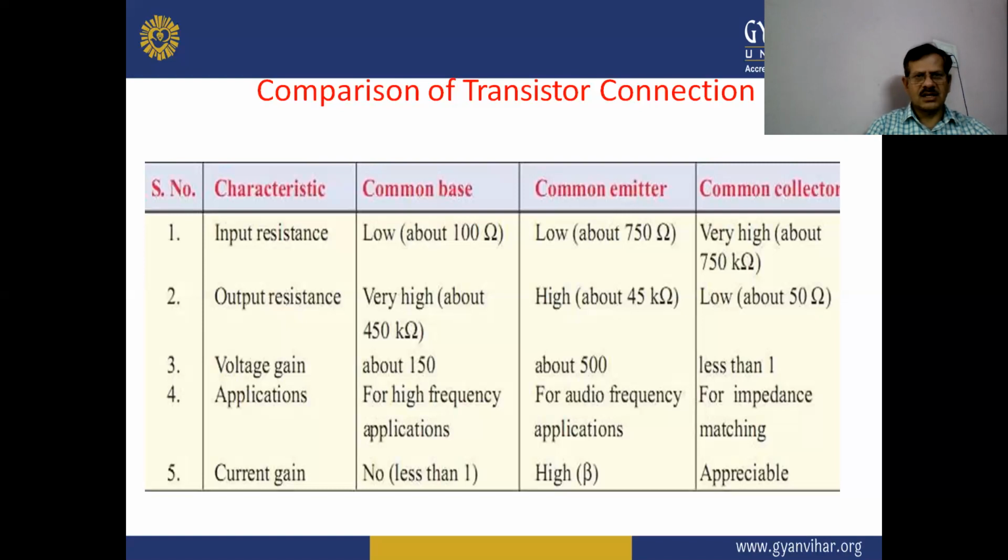And the next characteristic is the current gain. So what is the current gain for the common base? It will be less than 1, and for the common emitter it will be high, or beta will be high, and for the common collector the current gain will be appreciable. So these are some comparisons of characteristics for different configurations of the BJT.